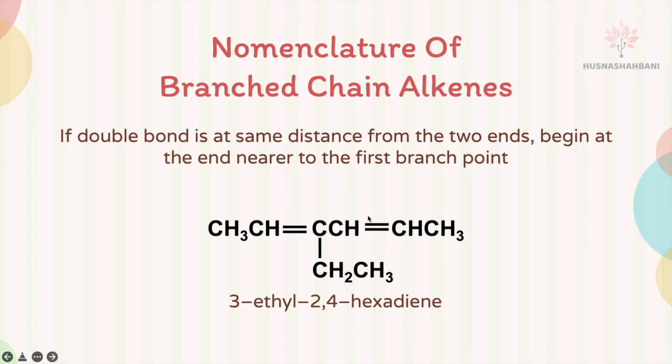So with 2 double bonds in the longest carbon chain, you call it di. Di means 2, diene means 2 double bonds. You have to put the numbers of the double bonds, 2, 4, meaning the double bonds are at carbon number 2 and carbon number 4. So this is 3-ethyl-2,4-hexadiene. Not hexene, hexadiene. Hexene is if 1 double bond only. With 2 double bonds, give the numbers to both double bonds, number 2 and number 4, hexadiene.